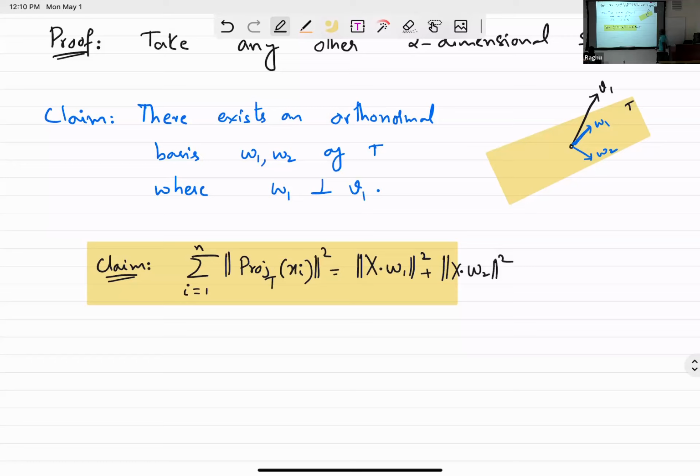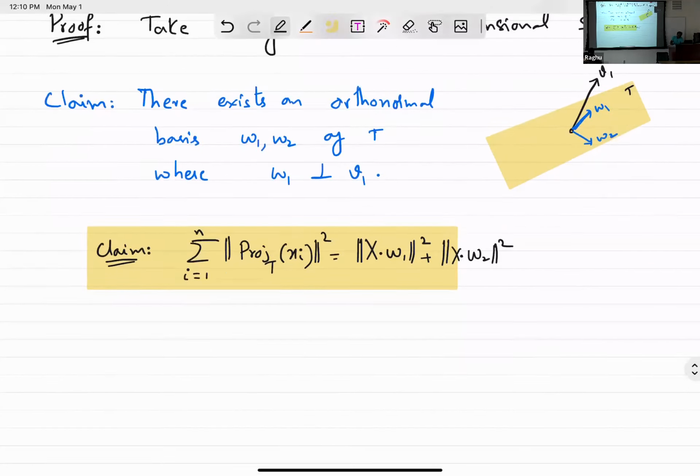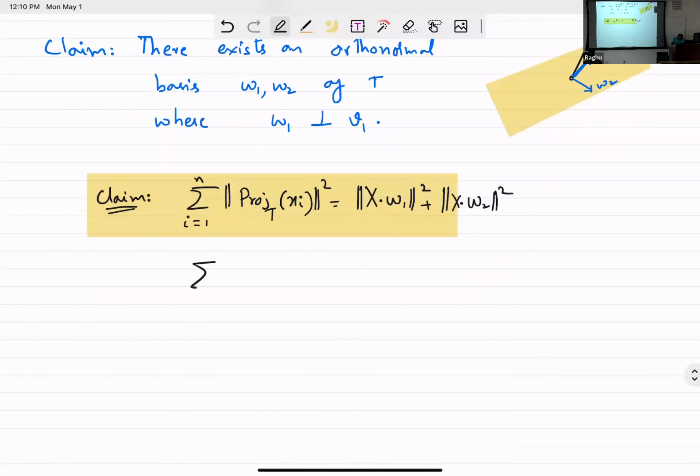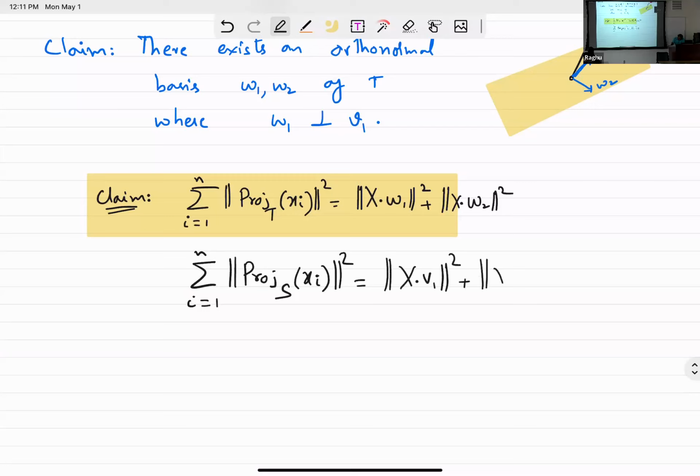Right, so this score of T, you can actually compute by looking at the length of X multiplied with W1 and the length of X multiplied with W2. Okay, this is true for any orthonormal basis. And in particular, it should be true for the special basis that I'm picking. Right, in the same way, we also should have the score of S, where S is the span of first two principal components.